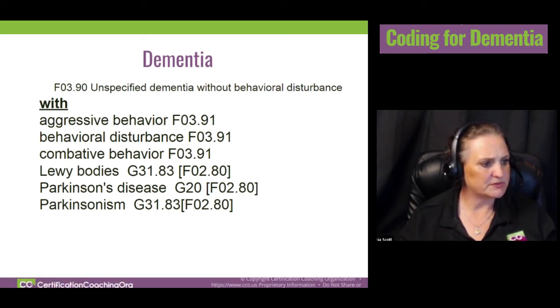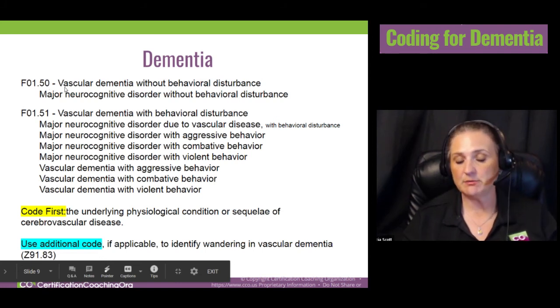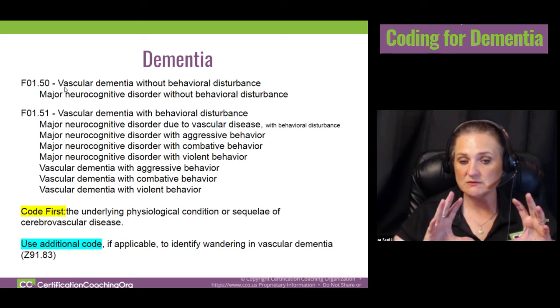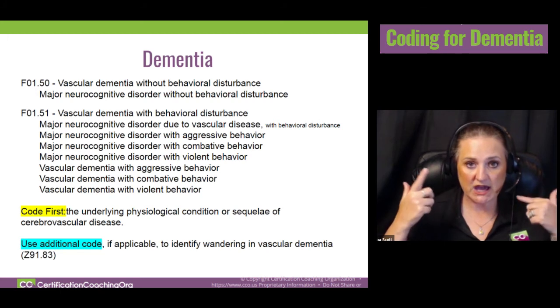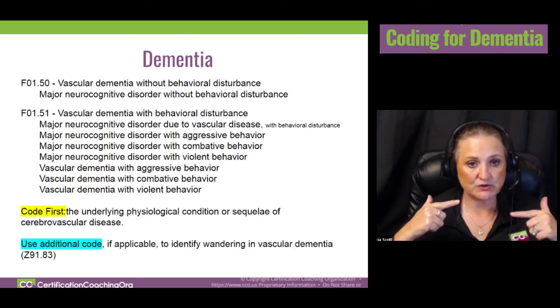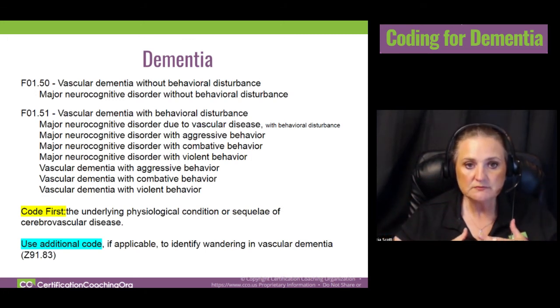When do you code altered mental status or disorientation? It has to be documented, and then you would add that to the code, and it's built into the code. So this is what it looks like. I picked vascular dementia. So again, we already talked about vascular dementia is that, yes, we have a problem with the neurons, but why do we have a problem with the neurons? Because of something in the vascularity of the brain itself.